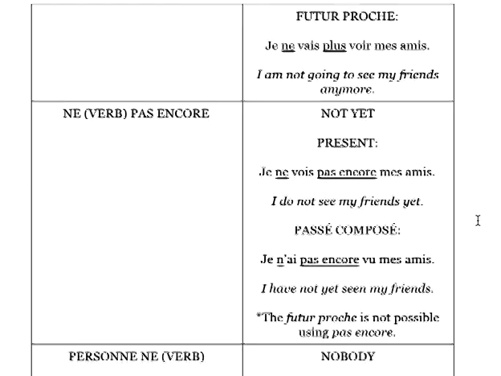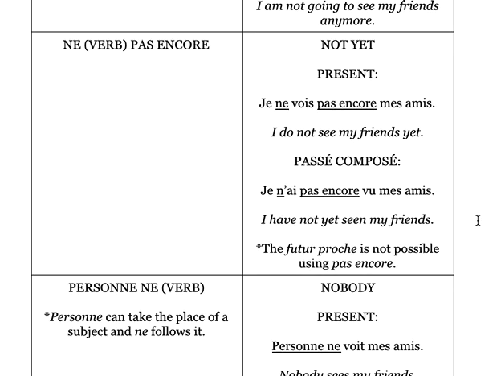D'accord? Okay, now I wanted to throw this one in, pas encore. Pas encore, because it means not yet. And sometimes we want to say that, right? Je ne vois pas encore mes amis. I do not see my friends yet. Or I do not yet see my friends, however you say it in English, right? Passé composé. Je n'ai pas encore vu mes amis, so I have not yet seen my friends, or I haven't seen my friends yet.